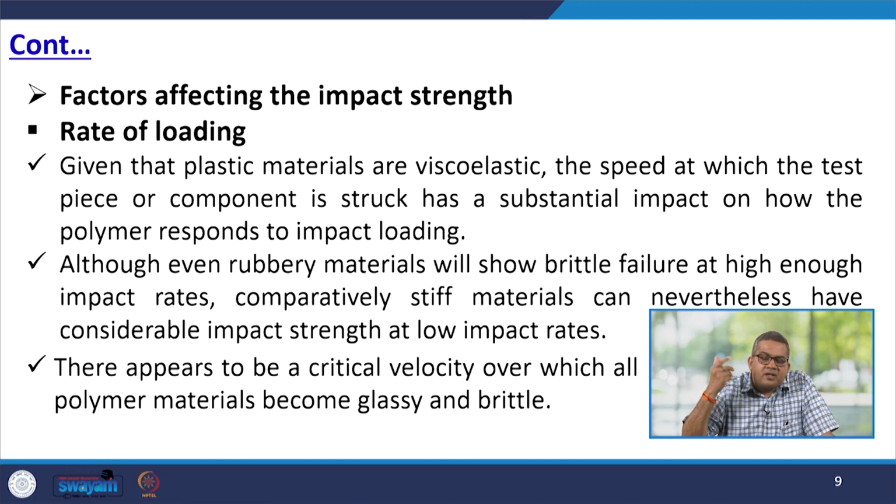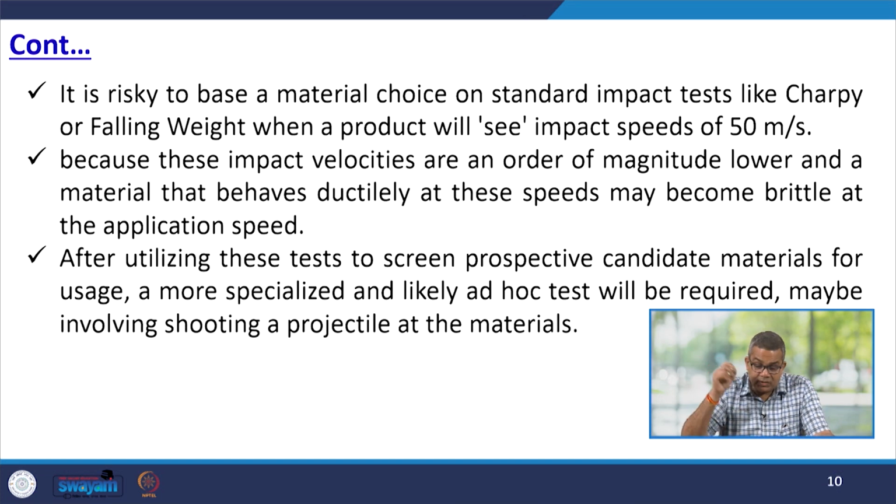Now, there appears to be a critical velocity over which all polymer materials become glassy and brittle. It is risky to base a material choice on a standard impact test like Charpy or falling weight when a product will see an impact speed of say 50 meters per second. Because these test impact velocities are an order of magnitude lower, a material that behaves ductilely at these speeds may become brittle at the application speed.